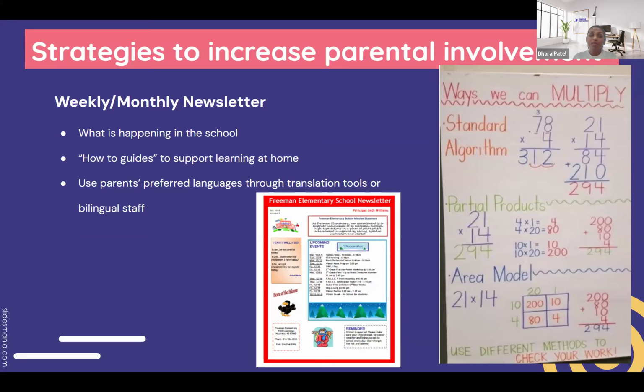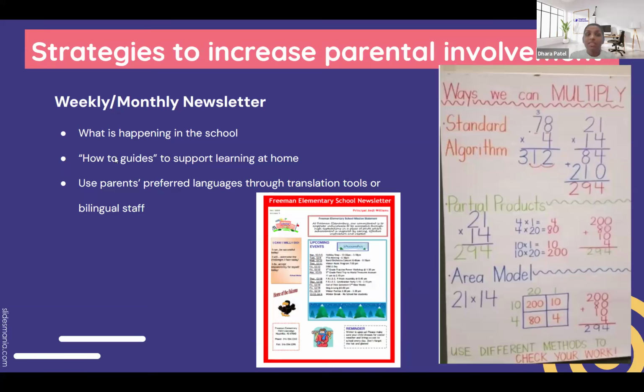Another important thing that you can have in these monthly or weekly newsletters are how-to guides to support learning at home, right? And here's an example. You might be wondering, why is there an anchor chart of math here? The reason why is because how many times have we heard from students that they learn, let's say, this area model at school to multiply, and they go home, and their parents are like, no, no, no, I've taught the standard algorithm way, let me show you how to do it this way. And then the student comes to school super confused. Like, that's not what my dad taught me. My dad taught me this way. Well, the teacher's teaching it this way. Dad taught it this way. Now the child is super confused, right?